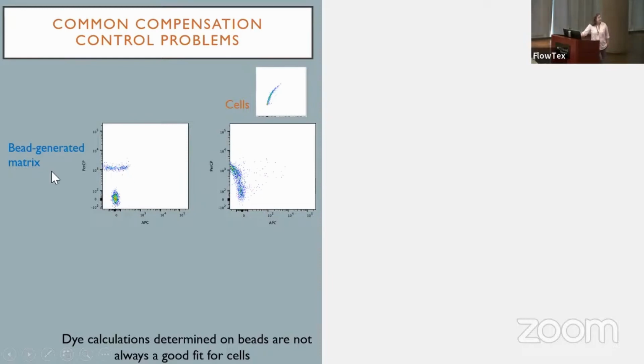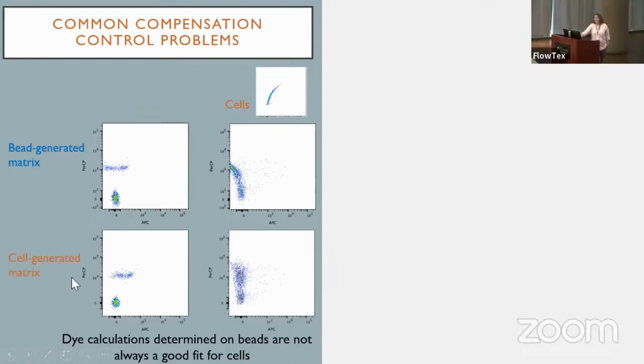If I take that same bead-generated matrix and I apply it to my cells, however, you can definitely see that this is overcompensated. There is no such thing as negative fluorescence. So it is okay for an event to have a negative fluorescence after compensation. In other words, this could be 0 plus or minus some error. And here it looks like plus or minus 20, something like that, or 200. So there can be a negative fluorescent event, but there shouldn't be a mean that is negative. So this is overcompensation.